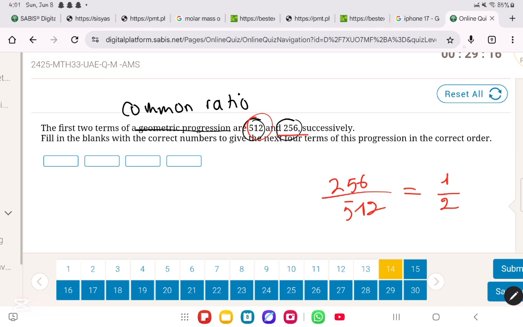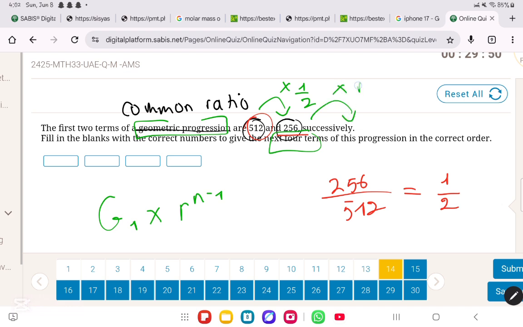Now, what does this mean? This means we will have to apply the equation of geometric progression. What is the equation of geometric progression? It is g1, the first term, multiplied by the common ratio r to the power of n minus 1. But as you can see, this is going to be a little bit confusing. So to prevent any confusion, we're only going to multiply by 1/2 every time. We need to find the next 4 terms. So from here, we need to find 4 more terms.